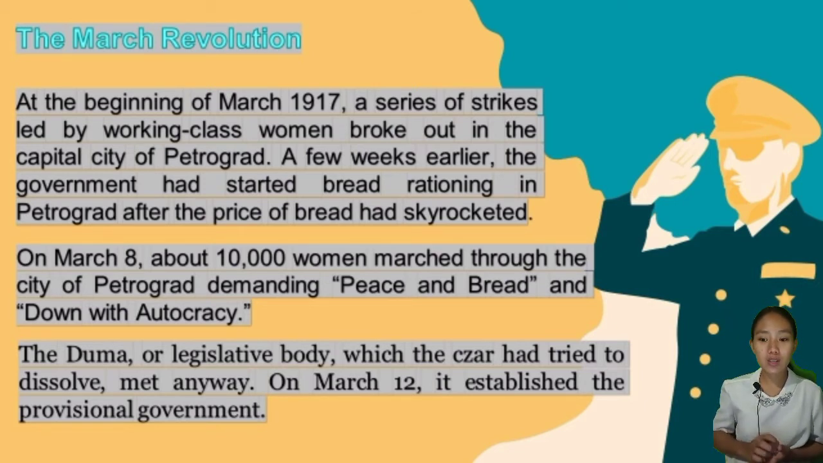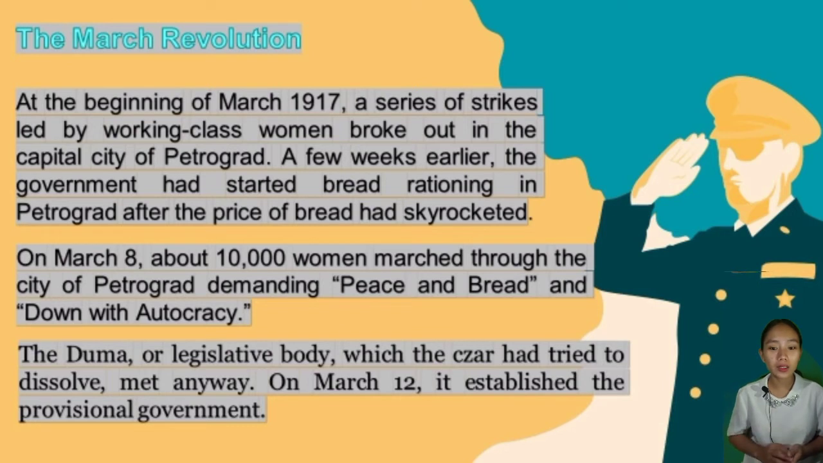On March 8, about 10,000 women marched through the city of Petrograd demanding peace and bread, and down with autocracy. Soon the women were joined by other workers. Together they called for general strikes. The strike shut down all factories in the city on March 10. Alexandra wrote to her husband Nicholas II at the battlefront: This is a hooligan movement. If the weather were very cold, they would all probably stay at home.